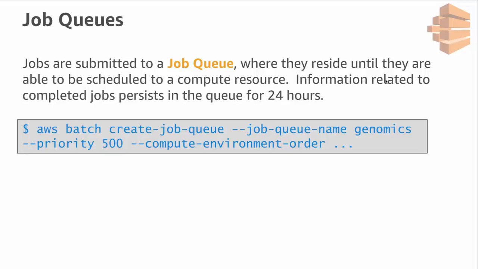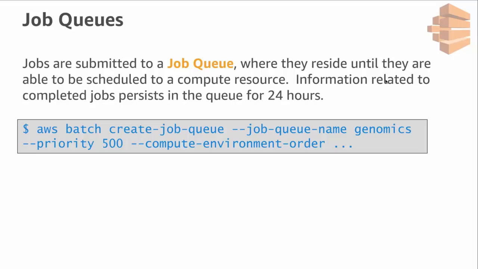jobs will reside in that queue until they are able to be scheduled to a compute resource. Information related to completed jobs persist in the queue for 24 hours. So you can go back and reference the status of jobs in the job queue for up to 24 hours after the job has been submitted.